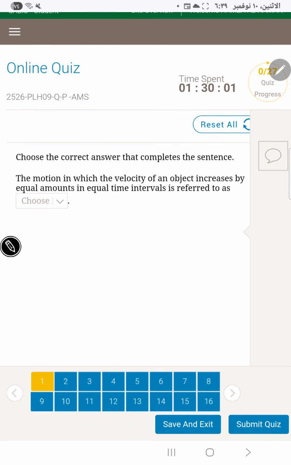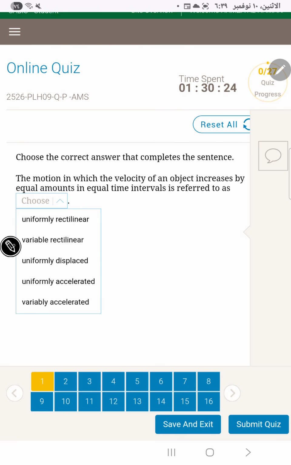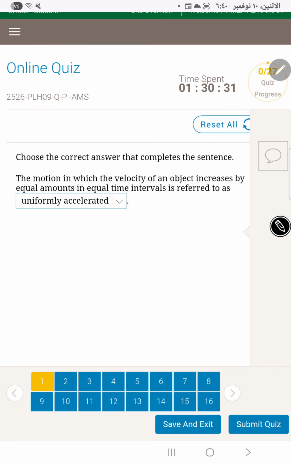In this video, I'm going to solve this online quiz for week 10. So let's directly start solving the first question. Choose the correct answer that completes the sentence. The motion in which the velocity of an object increases by equal amounts in equal time intervals is referred to as uniformly accelerated motion. So you have to choose this option.